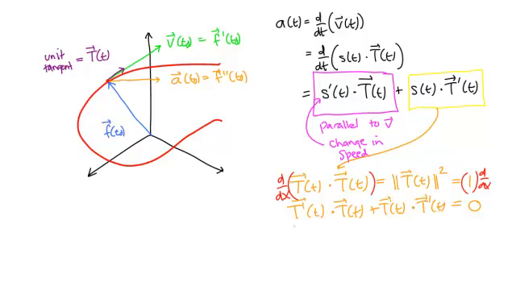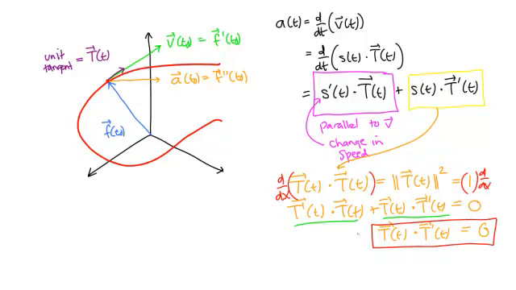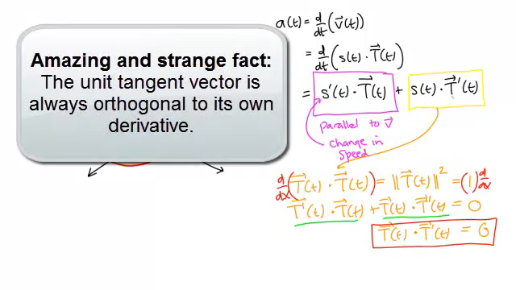So what we have here is t prime dotted with t plus t dotted with t prime. Now, with the dot product the order in which you multiply things together doesn't matter, so this is just 2 of t dotted with t prime, which is equal to 0. So if I divide both sides by 2, I get the equation t dotted with t prime is equal to 0. In other words, this vector t prime is orthogonal to t.